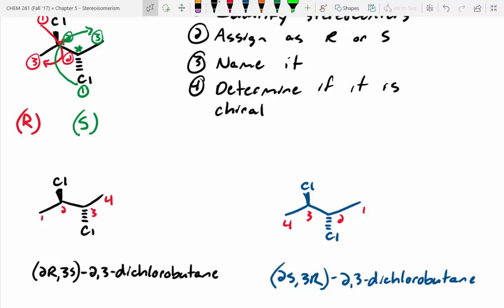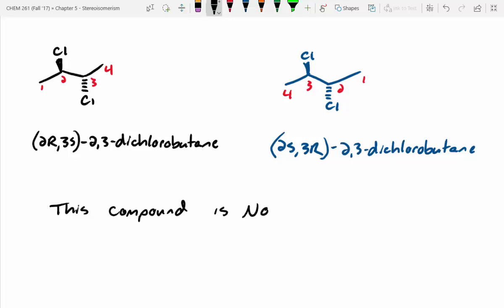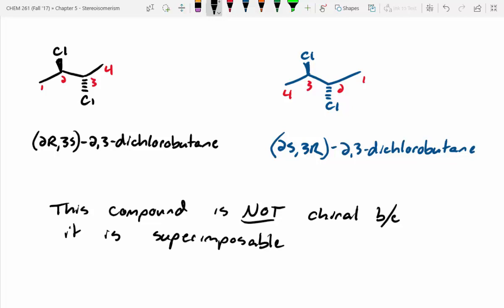So we can spin this around. I'm going to grab this, grab this. I can lay it on itself atom for atom. So that means that this can't be chiral, right? So let's make a note of that. This compound is not chiral because it is superimposable on its mirror image.